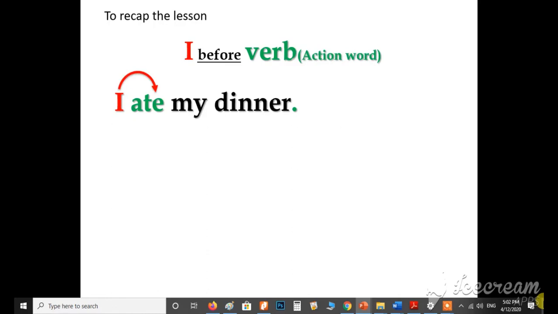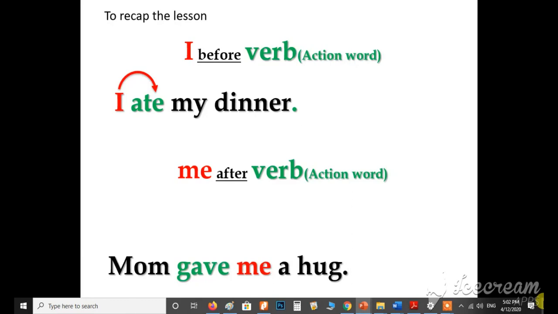And the pronoun me comes after the verb or the action word. Again, the pronoun me comes after the verb or the action word. For example, Mom gave me a hug. So after gave, the action, we are going to use me, not I. So after the action word, you are going to use me.